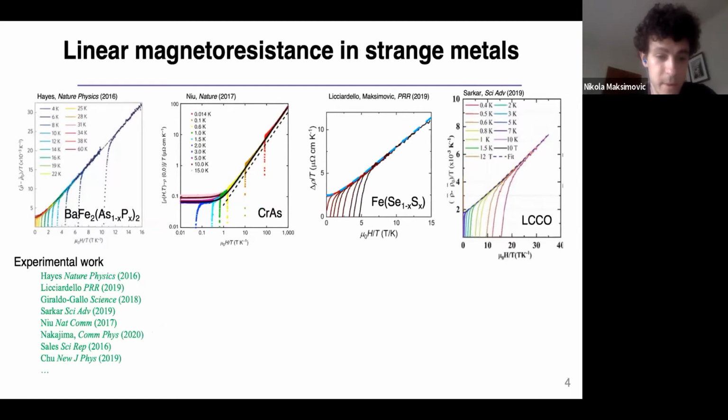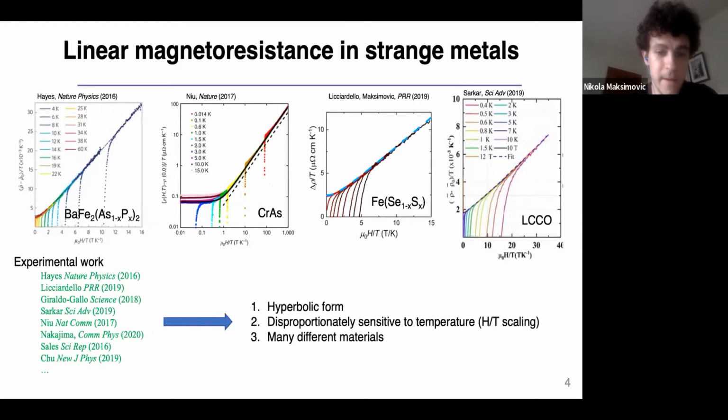So there have been several experimental papers on this topic. I would say this started in 2016 with Ian Hayes's paper on phosphorus-doped barium-122. But since then, many quantum critical systems have shown qualitatively similar behavior. And there are three main things that we can take away from the existing data. One is that the magnetoresistance generally has this hyperbolic shape, meaning it's B squared at very low fields, but then there's an extended range of linear in field resistivity.